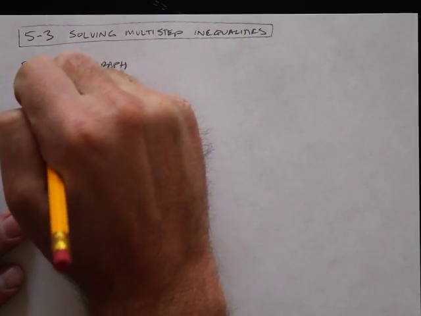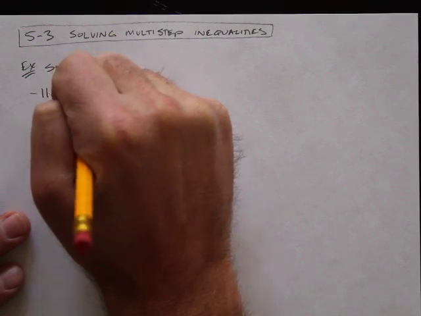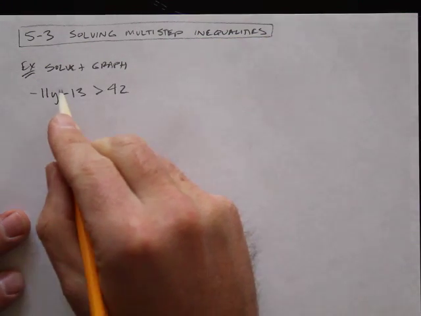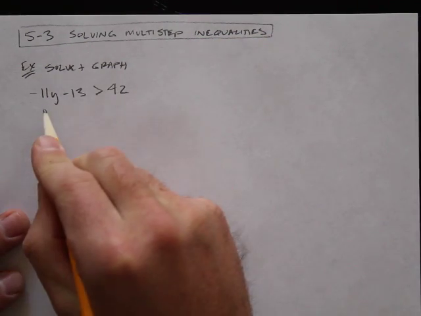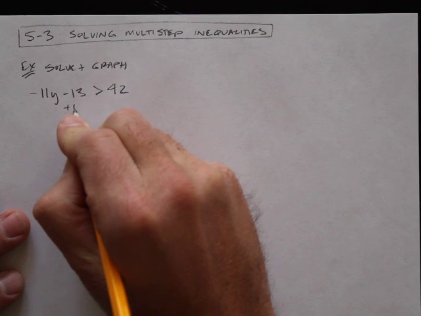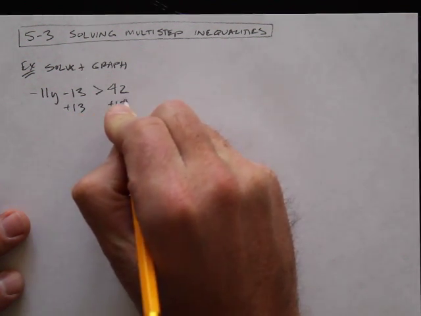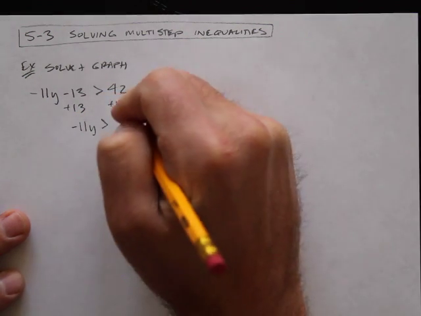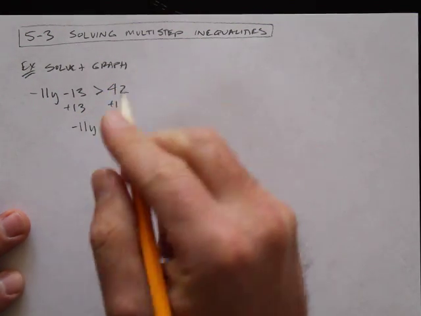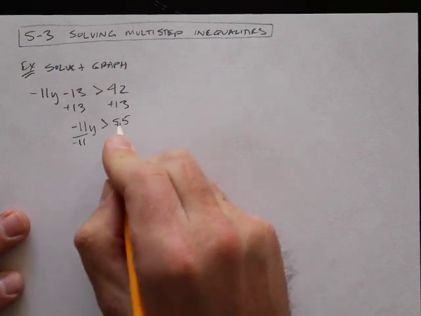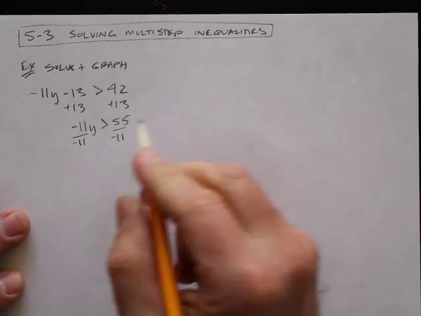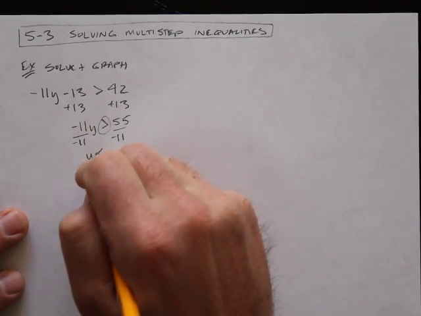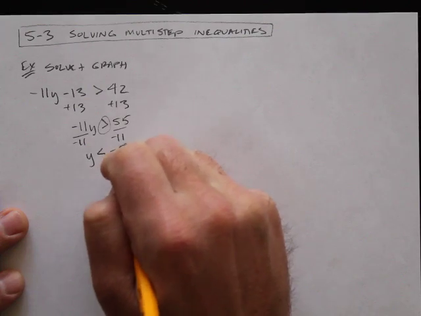We've got negative 11y minus 13 is greater than 42. So I just want y to be by itself. What I do to one side, I do to the other side. I'm going to add 13 to both sides, and I get negative 11y is greater than 55. Now I'm going to divide by negative 11. When I do that, I've got to switch my sign here, so I've got y is less than negative 5.